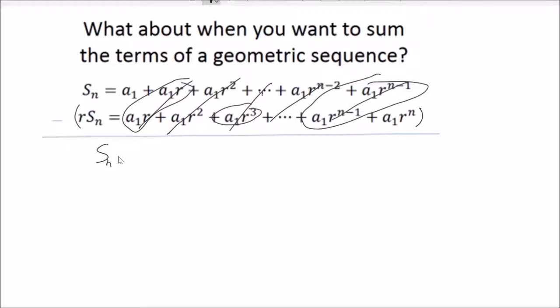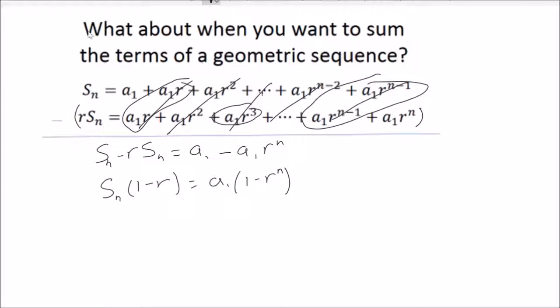We have S sub n minus r S sub n equals a sub 1 left over, the first term, and we have minus a sub 1 r to the n. Now we can simplify that, or maybe not simplify, we can massage this until it looks like something a little more useful. So I'm going to factor out an S sub n, so I get 1 minus r. Over here, I can factor something out too. I can factor out a sub 1, and I get 1 minus r to the nth power.